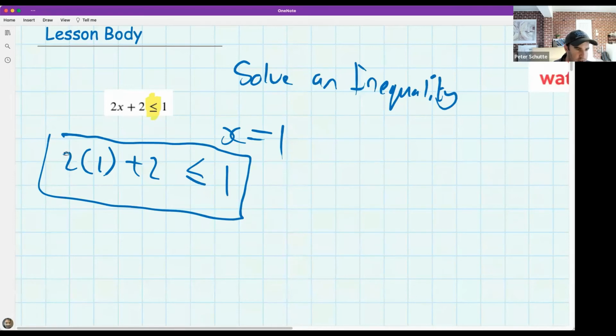In order to do that, I have to go 2 times 1 is 2, 2 plus 2 is 4. Is 4 less than or equal to 1? Give me a thumbs up if you think it is. Give me a thumbs down if you think 4 is not less than or equal to 1. So thumbs up if you think that statement is true, thumbs down if you think it's false.